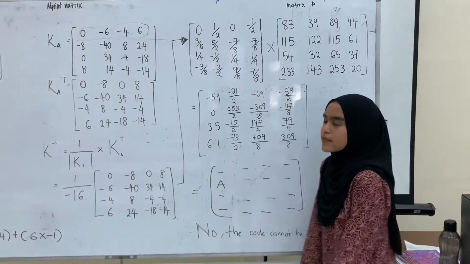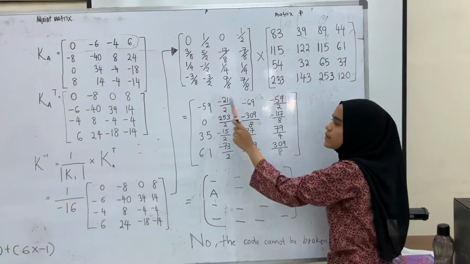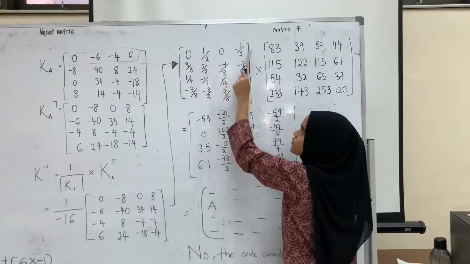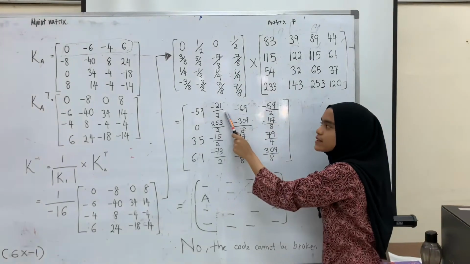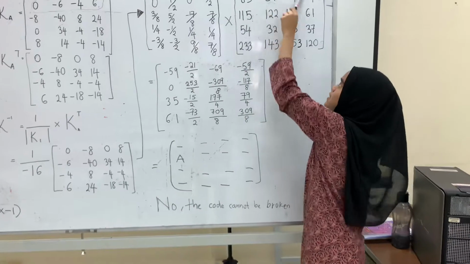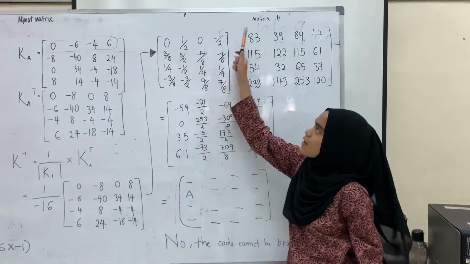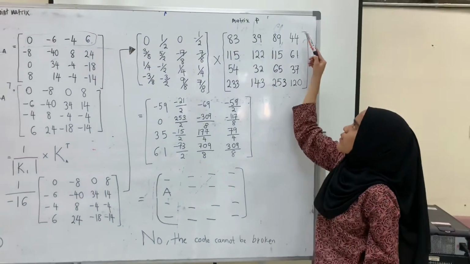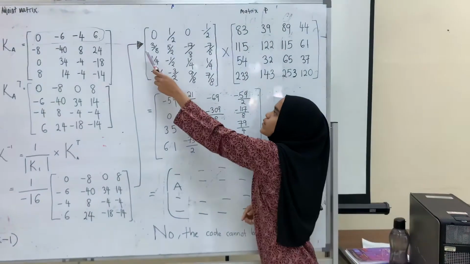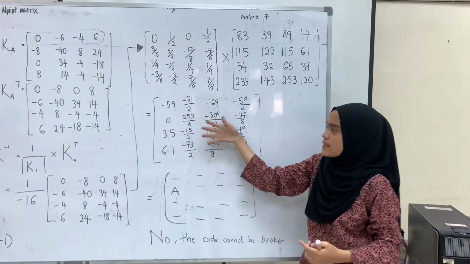Okay, so the first row times the first column. Then we get negative 59. Then, to get this one, the first row times the second column. We get negative 21/2. Then the first row times the third column. We get negative 69. And then the last one, the first row times the fourth column. We get negative 9/2. So do the same for these numbers, and then we get it like this.